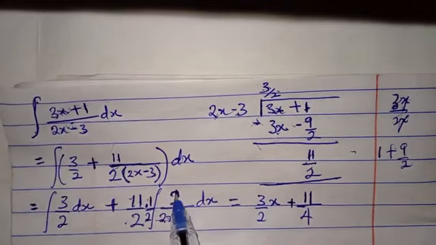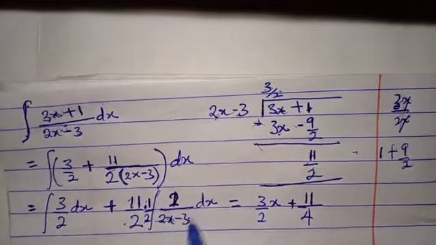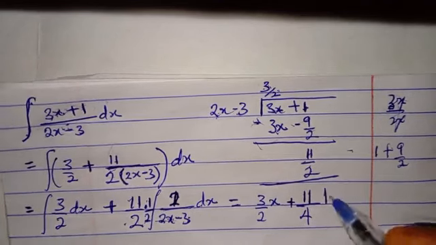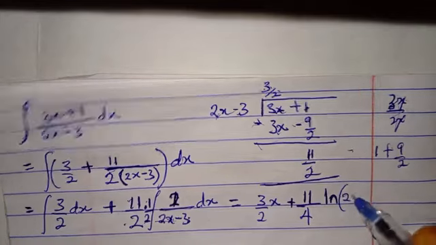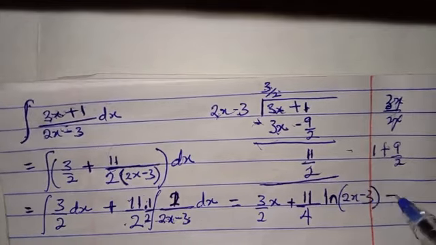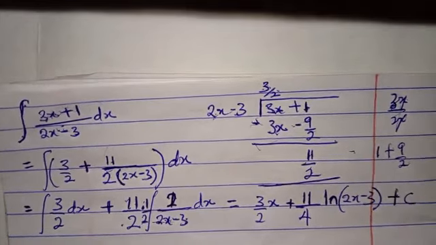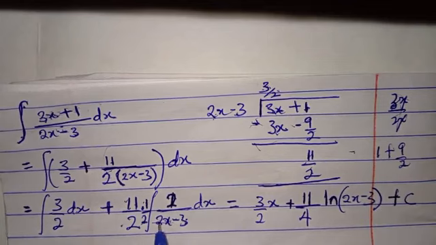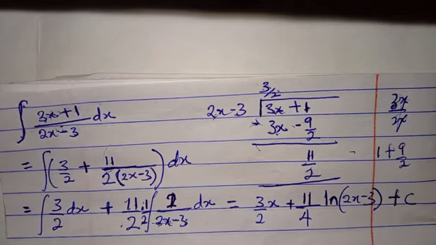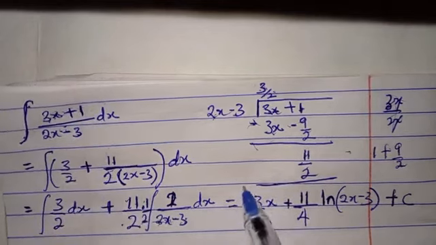The integral of 2 all over 2x minus 3 dx is the natural logarithm of 2x minus 3. Then add a constant of integration to it. It is simple. Differentiate the bottom to get the top. That means the integral is the ln, the natural logarithm of the bottom. This is the integral of this function.